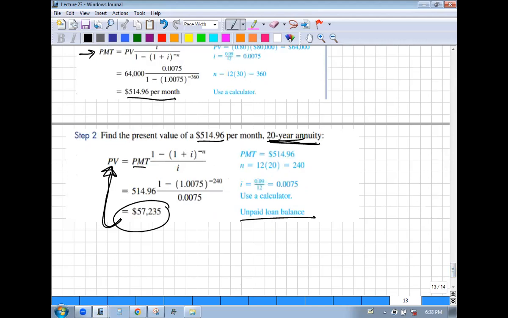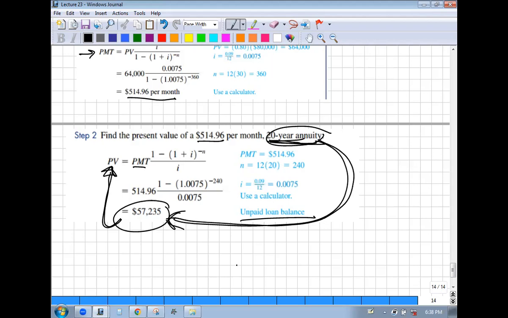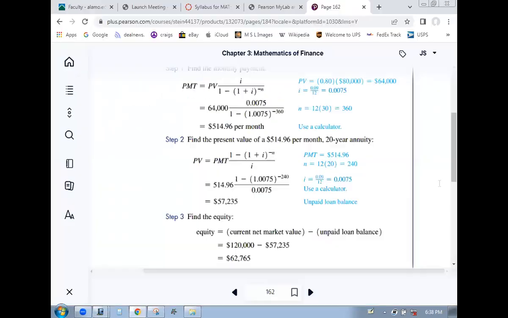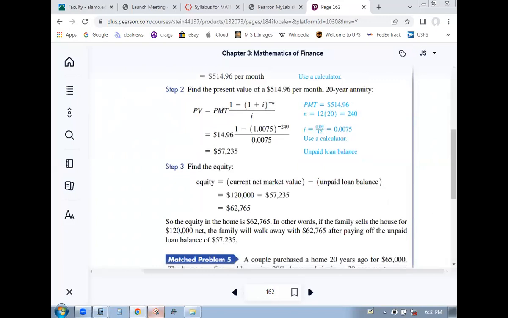So for the 20 years that they didn't pay, this is how much they need to pay. So even though it's a 30-year loan, after 10 years, we look at how much you'd have to pay for the following 20. And that's just step 2. I mean, we're done for our quiz.